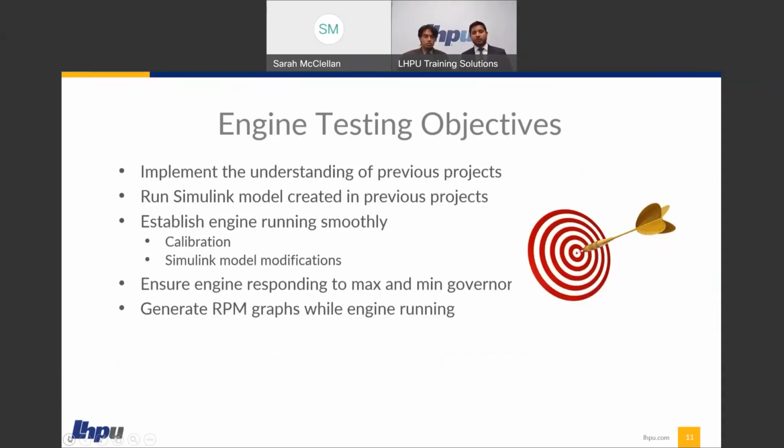And we need to make sure that we are getting good graphs for the RPM when the pedal position is changed, and that the graphs are smooth with low instability, overshoot and undershoot. So for that, our objective was to do some calibration and also fix the model if there are issues. So these were some objectives of the engine testing.